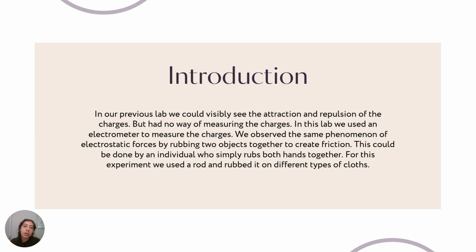In our last lab, we saw attraction and repulsion between charged objects, but we couldn't exactly explain why that was happening. This lab was more of a quantitative experiment. We built on that by using an electrometer to measure the charge and test different ways objects can become charged, whether through friction, conduction, or induction. We also made predictions for each part of the experiment and compared them to what we actually observed, which helped us understand electrostatics a little more clearly.